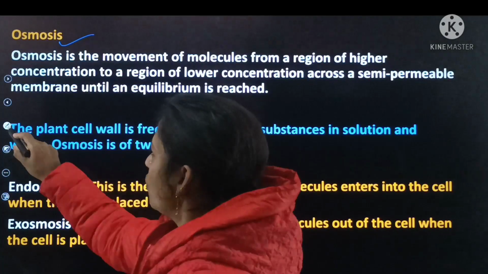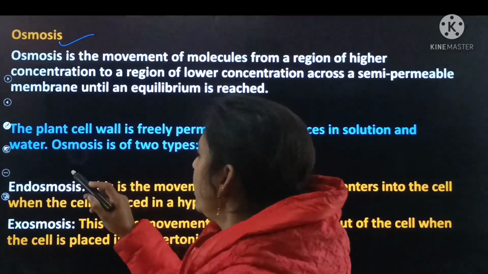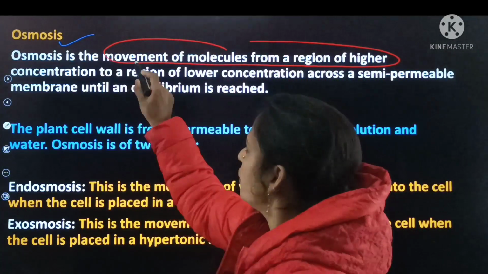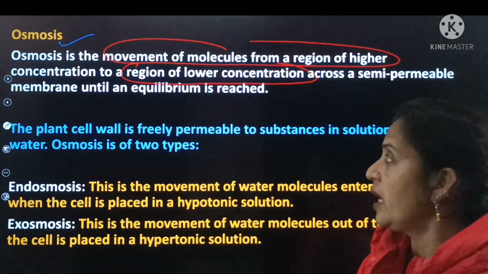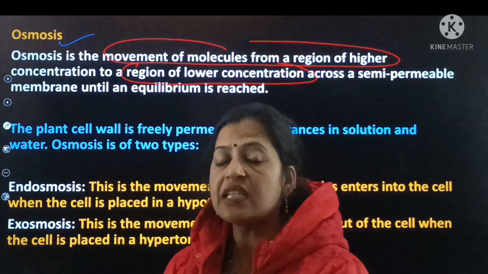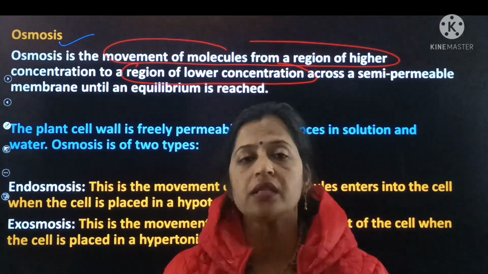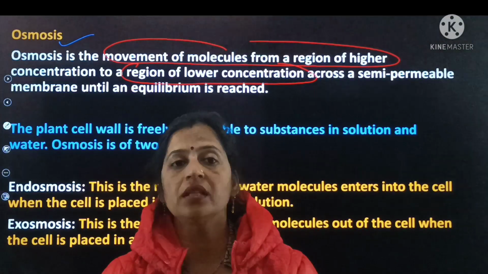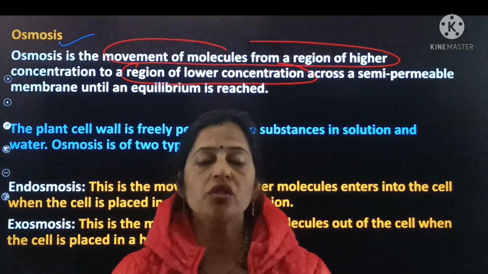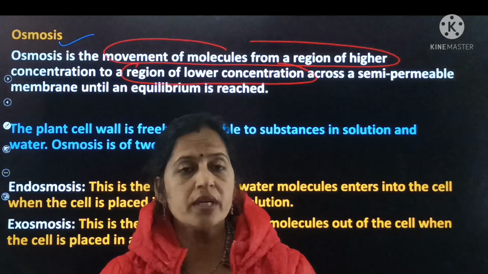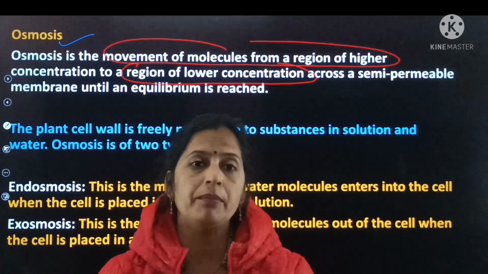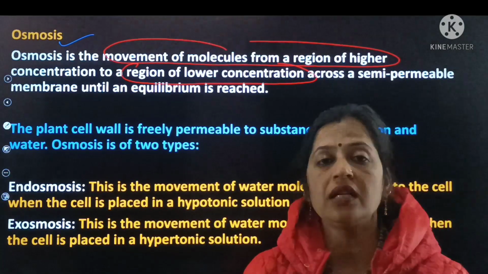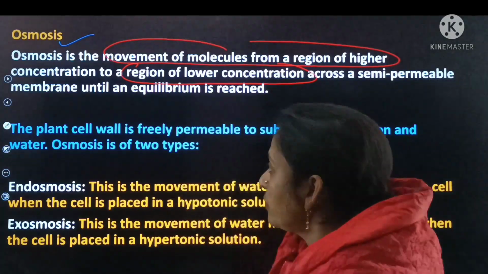Next is osmosis. What do you mean by the term osmosis? So in osmosis, there is a movement of molecules from the region of higher concentration to the region of the lower concentration across a semi-permeable membrane until an equilibrium point is reached. So osmosis is defined as the process where the molecules move from the region of higher concentration to the region of lower concentration across a semi-permeable membrane until an equilibrium point is reached.